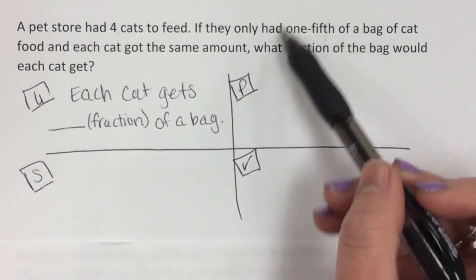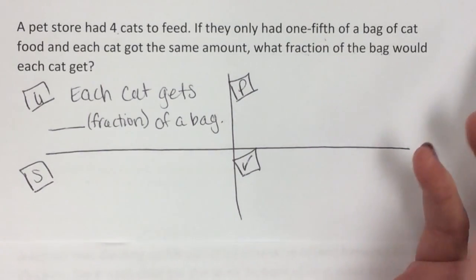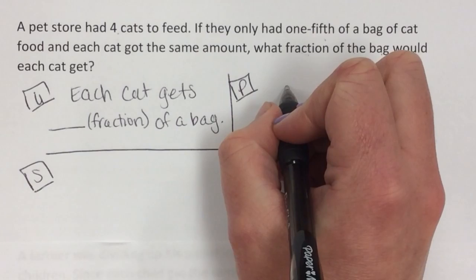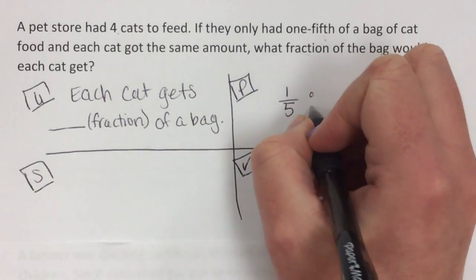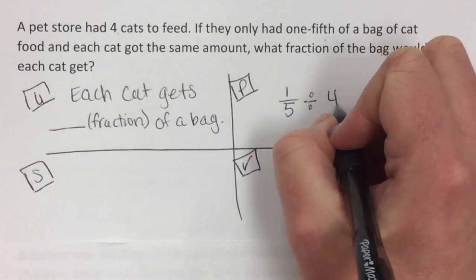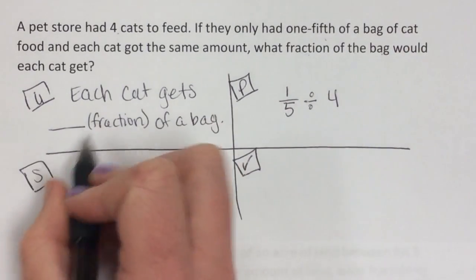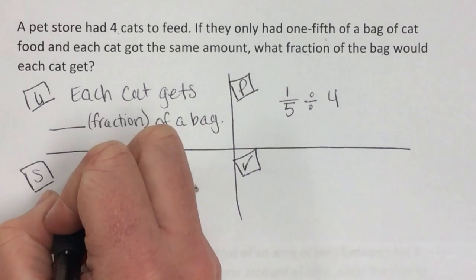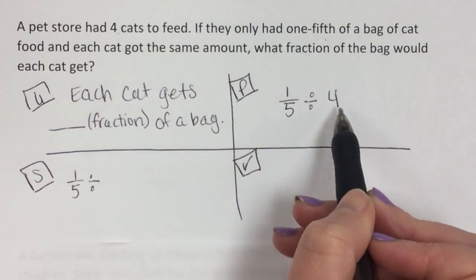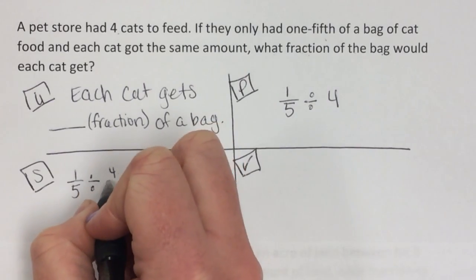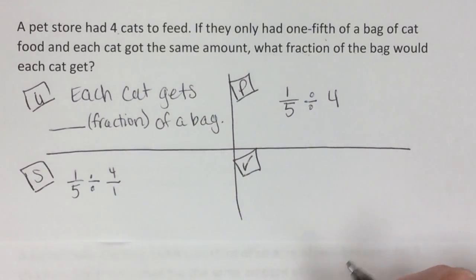So then I put back my fraction and I figure it out the same way. So I've got 1/5 of the bag and I would divide it between the 4 cats. So I'm going to come over here to my solve part. So 1/5 divided by 4, I need to make that whole number into a fraction by putting it over 1.